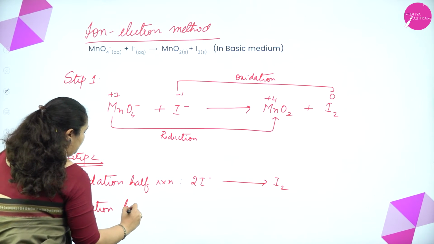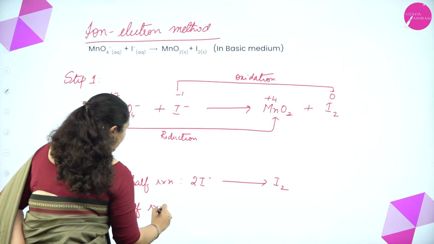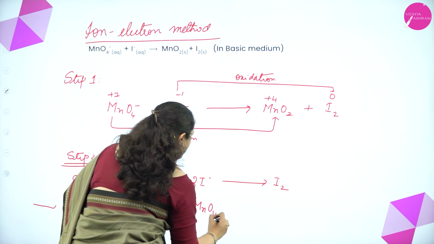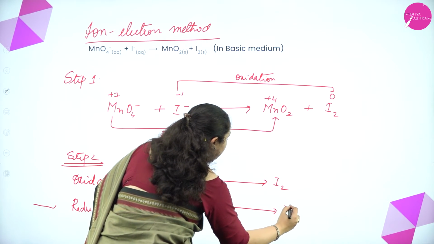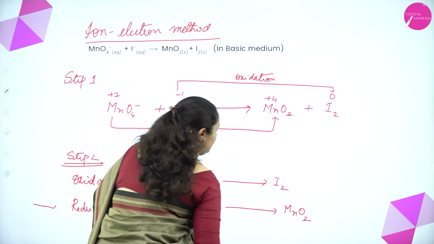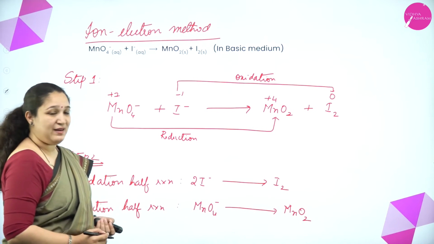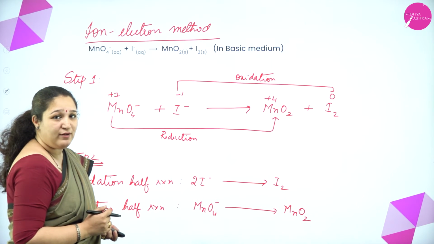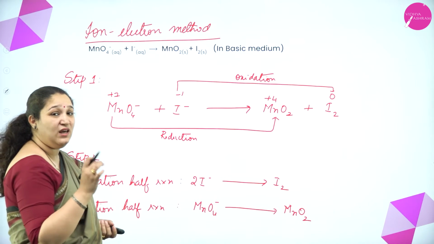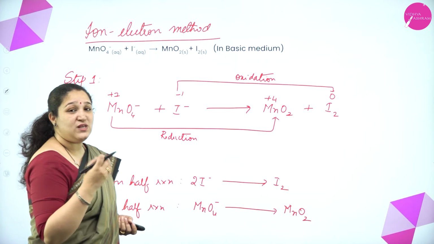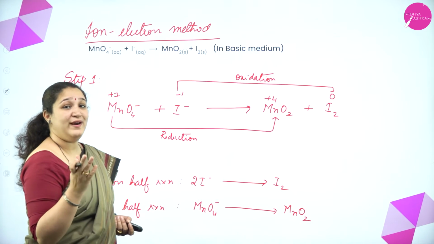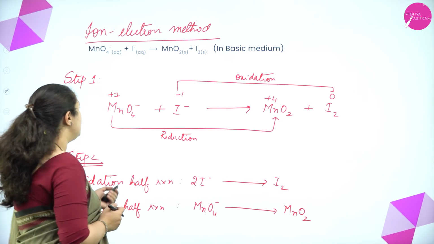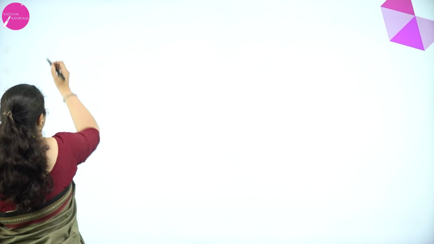Reduction half reaction. So it is MnO4 minus giving MnO2. Here manganese is already balanced. You don't have to do anything. Now what we have to do? We have to balance the oxygen using water and OH minus here because it is basic medium. Okay. So we'll do step 3.